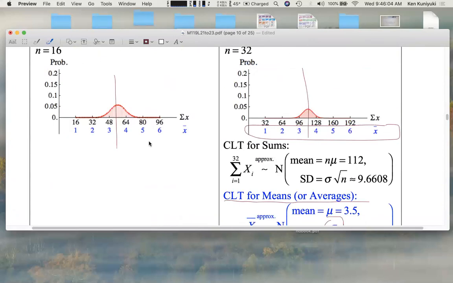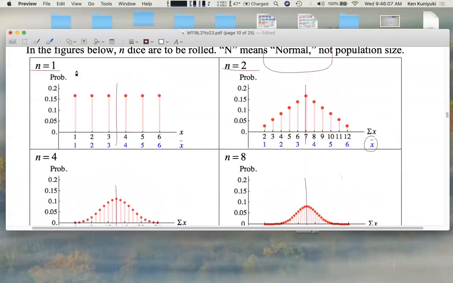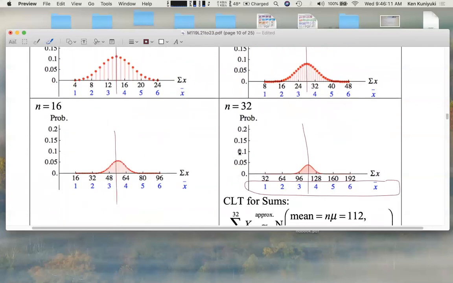So you can have any shape distribution at the beginning. Flat top, it could be really messed up like that. By the time n gets past 30, we can assume a normal approximation will work out.